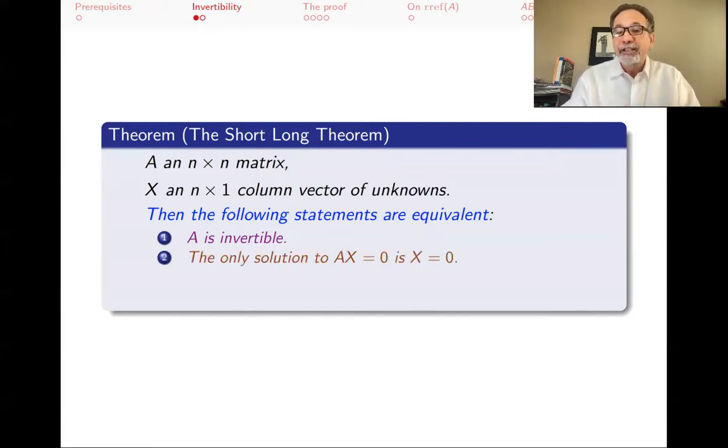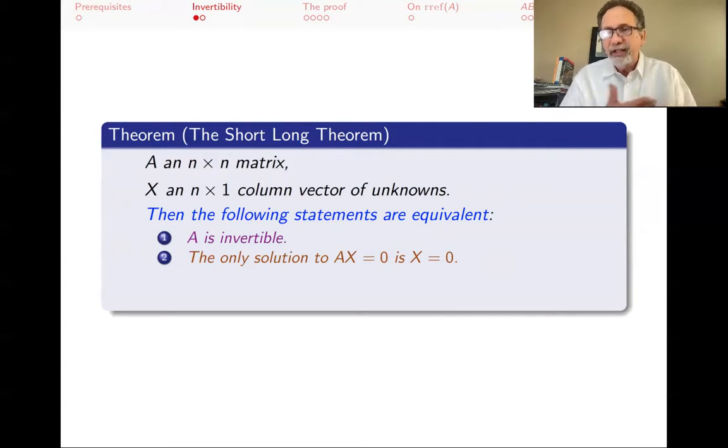The other condition that is equivalent to that is that the only solution to AX equals 0 is X equals 0. Now, AX equals 0 is a homogeneous system of linear equations. As we said, AX equals B is a system of linear equations, but here the right-hand side is all zeros. If you have a homogeneous system, where the constants are all zeros, then X equals 0 is always a solution. You can put all the variables equal to 0 and you get a solution. That's not the point. The point here is that we're talking about the situation when that's the only solution.